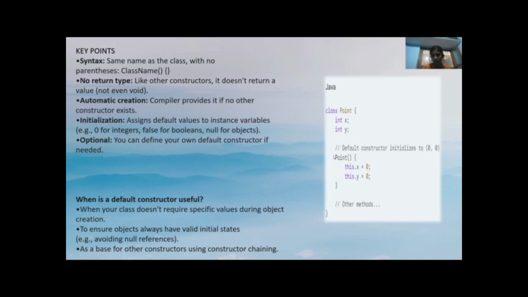default constructor. You can see the syntax of the default constructor. It doesn't require any parameters such as int x or int y, nothing is there. And if you run it, you'll get x is 0 and y is 0.